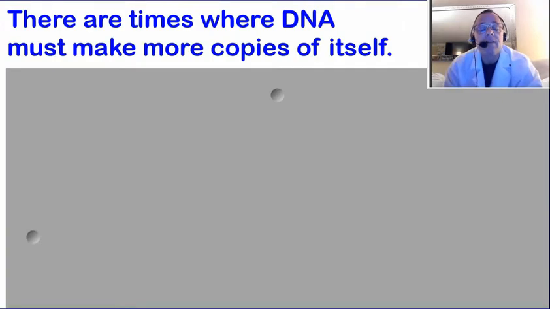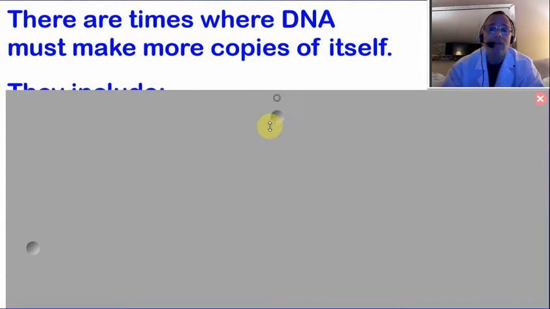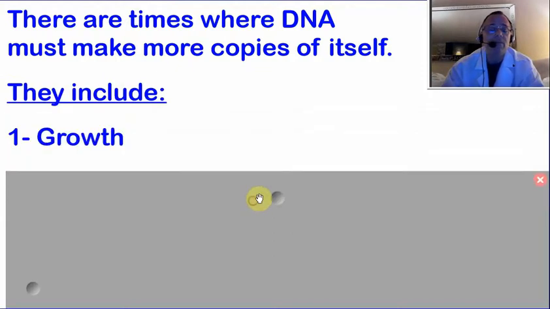Okay. There are times in which DNA must make more copies of itself. So what are these times? Well, when you grow. To begin with, you started out as 1 cell big. How did you get to be trillions of cells big? Well, you had to make more cells. To make more cells, you need more DNA.